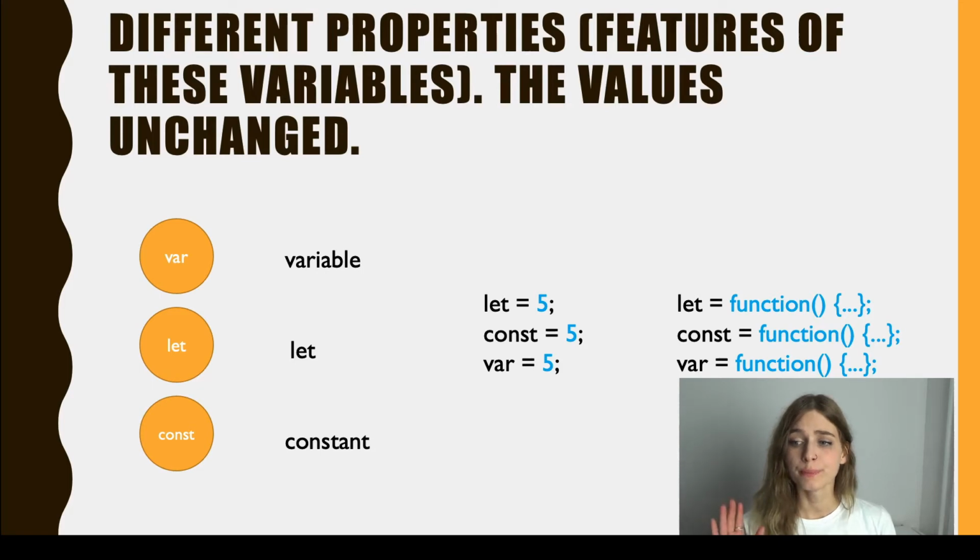All 3 have different properties. It's not dependent on the value they store, because they can store any value. You can store a simple primitive data type or a reference data type like an object, but the difference depends on the choice of the keyword. So var will behave differently, const will behave differently, and let will also behave differently.